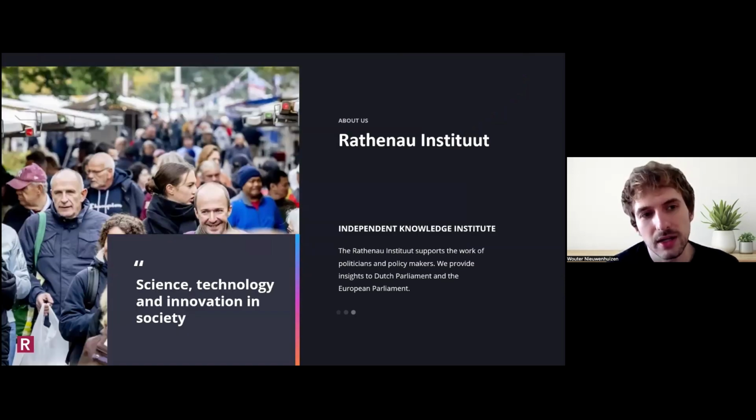But first, a little bit about the institute where I work. The Rathenau Institute is a Dutch technology assessment institute located in The Hague in the Netherlands. We have the formal role to help Dutch Parliament, so the first and second chamber, with issues regarding science, technology, and innovation. We do this with our own working program. So we're an independent knowledge institute funded by the Ministry of Science, but we conduct our own research, and I think most of the projects that we do are on our own initiative. We also help Parliament with questions they have, but it's mostly things that we come up with ourselves.